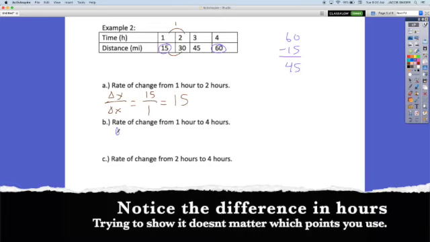So my change in Y is 45. And my change from 1 to 4 is 3. That looks familiar. I think I might have done that one not too long ago. 45 divided by 3 is 15.